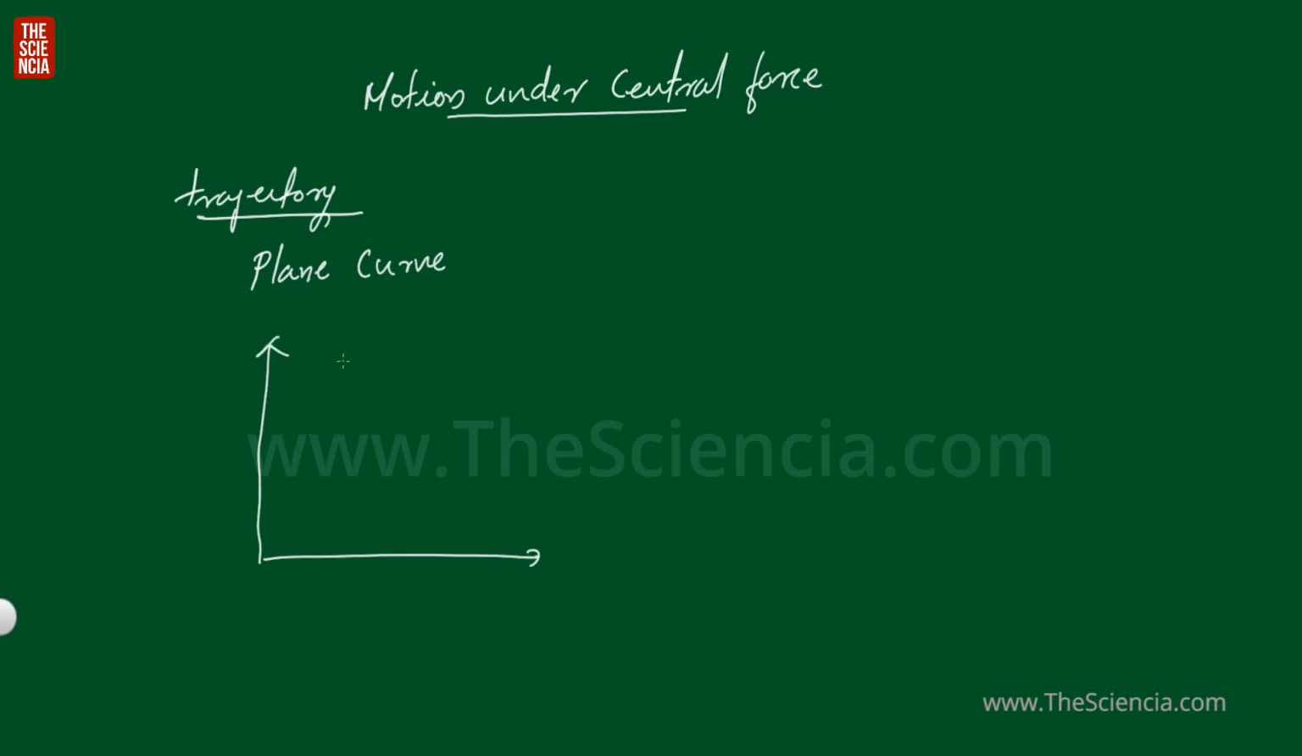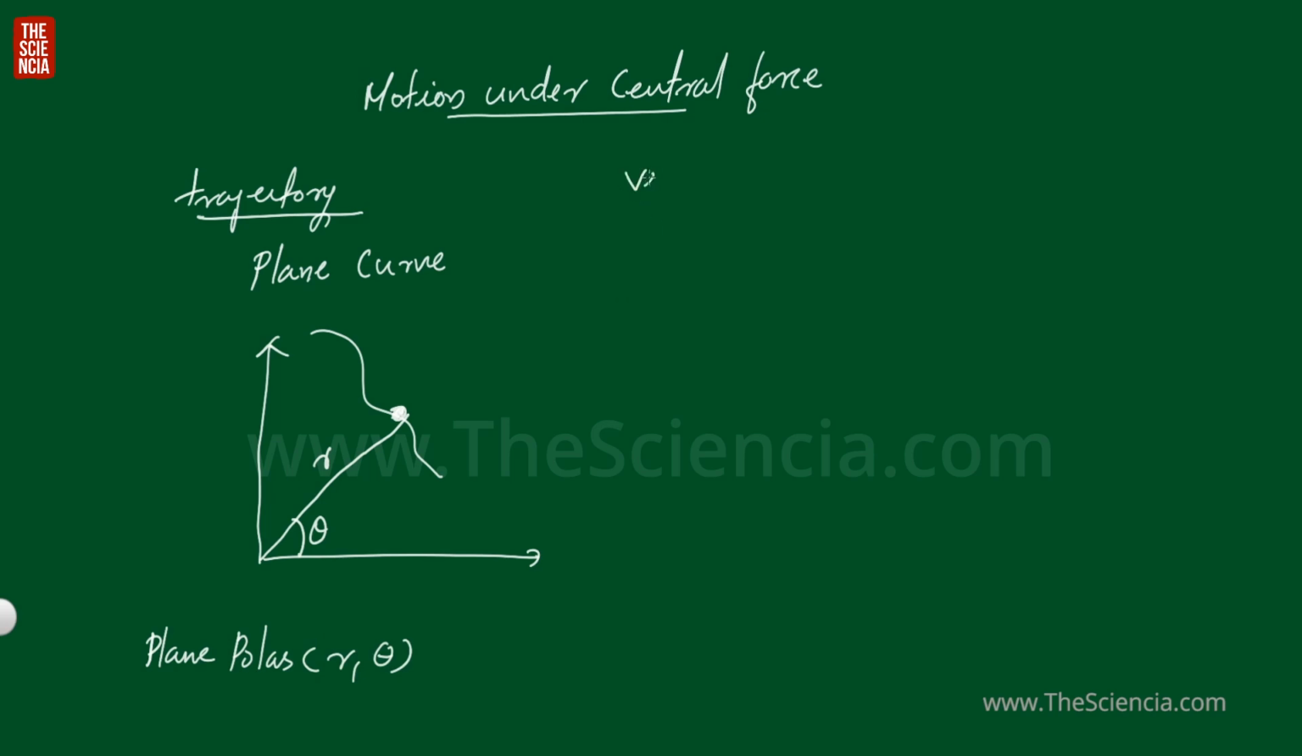See, the particle moves in a plane. Suppose this is a particle, and then we can represent this by r and this by theta. So for every planetary motion, the trajectory is a plane curve, because every planetary motion is under central force. And this is a plane polar coordinate system, so there are two coordinates, r and theta.